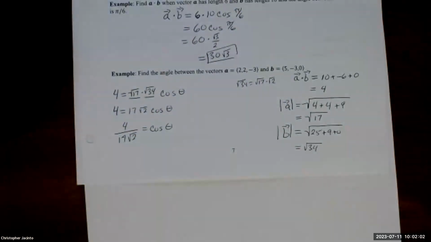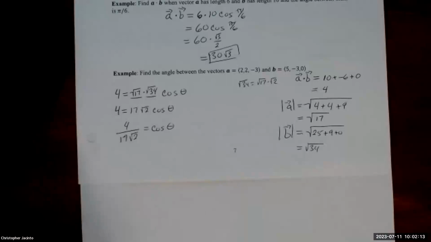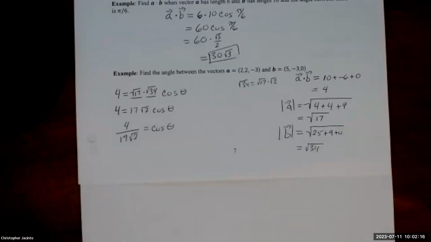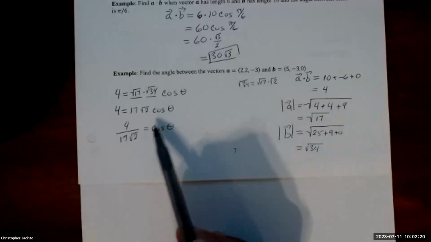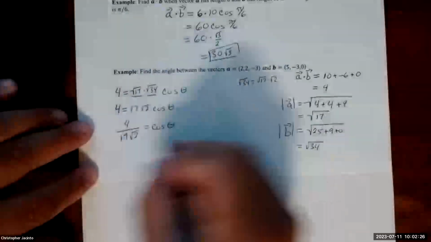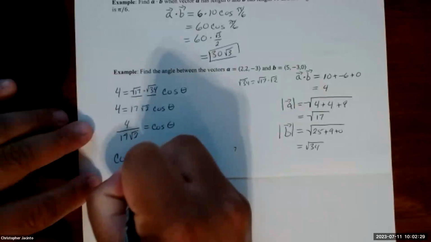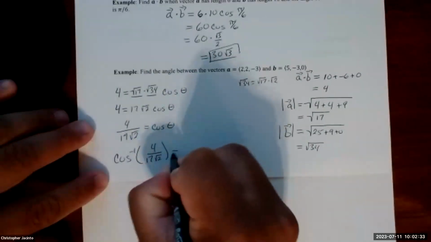And let's see if you guys remember your trig. How do we solve for theta? Anybody remember? Or another way, how do we get rid of this cosine attached to this theta? Yeah, inverse. There you go. You got it. So we have to take inverses of both sides. So it'll be cosine inverse of 4 over 17 radical 2 equals theta.